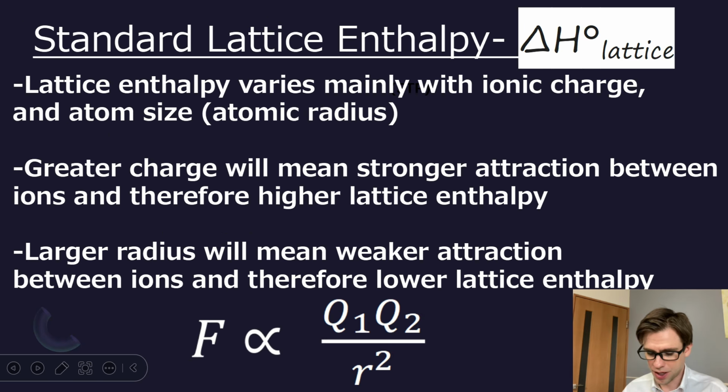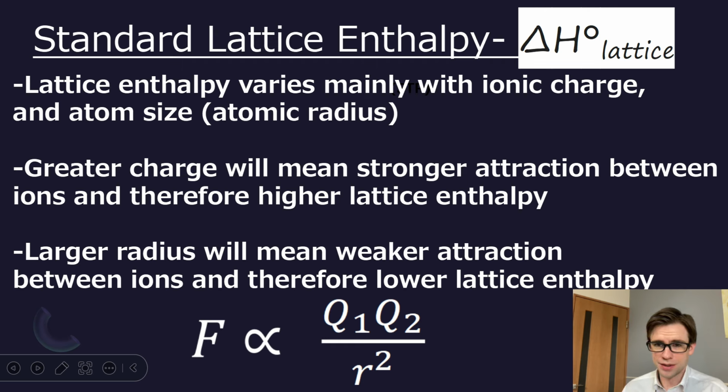What else? Okay, so lattice enthalpy varies mainly with ionic charge and atom size, atomic radius. Greater charge will mean stronger attraction between ions and therefore higher lattice enthalpy. And the thing that can help you describe this is Coulomb's law of electrostatics.